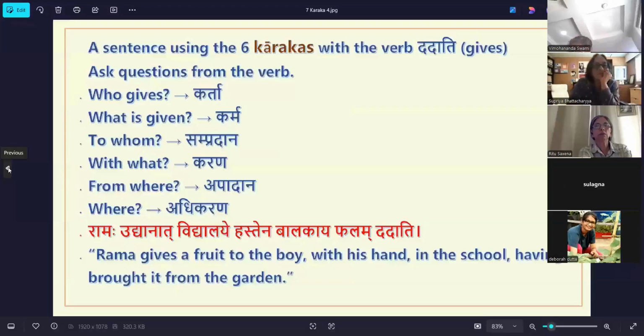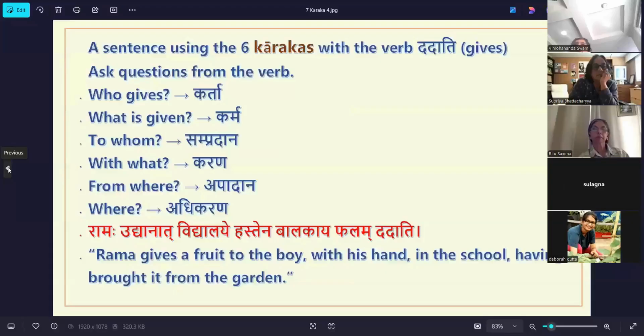So now in one sentence you will see everything. Rama Udyanat Vidyalaya Hastena Balakaya Phalam Dadati. So the main thing here is Phalam Dadati. This you can understand, no? From that you can relate everything. Fruit is being given. So now if something is given, somebody must be giving it. Who is giving it? Rama. Rama will be in the first case, Prathama Vibhakti. What is he giving? Fruit. That is the second.